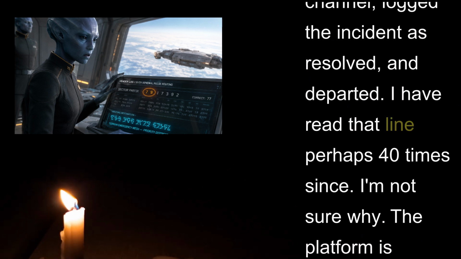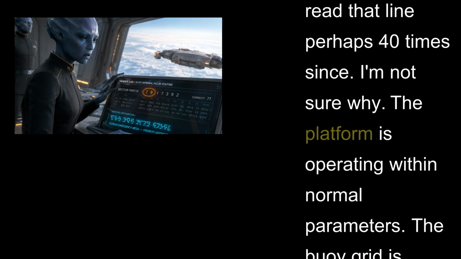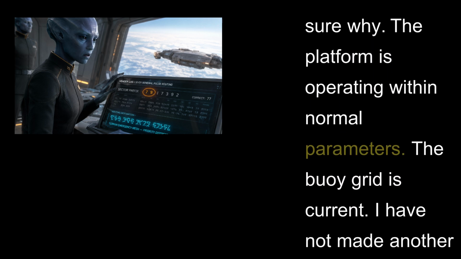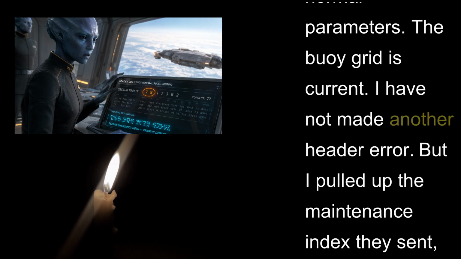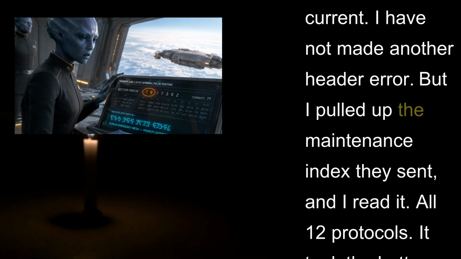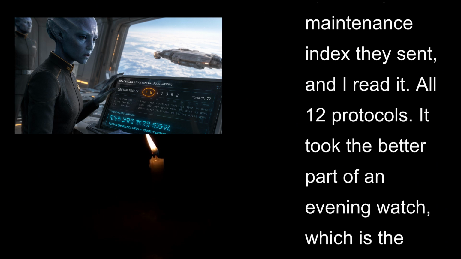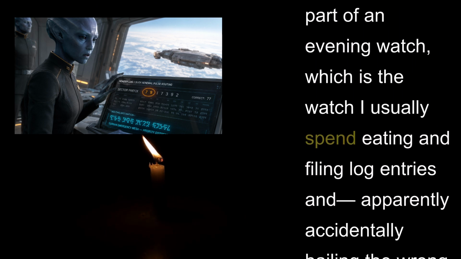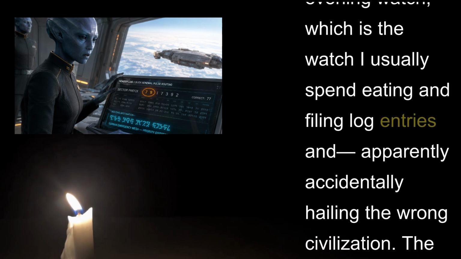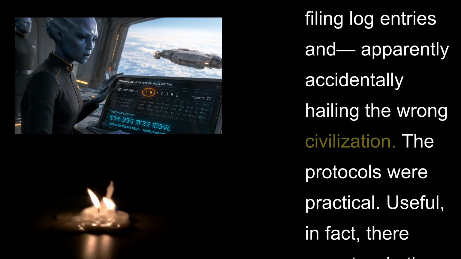I have read that line perhaps 40 times since. I'm not sure why. The platform is operating within normal parameters. The buoy grid is current. I have not made another header error, but I pulled up the maintenance index they sent, and I read it. All 12 protocols. It took the better part of an evening watch, which is the watch I usually spend eating and filing log entries and, apparently, accidentally hailing the wrong civilization.